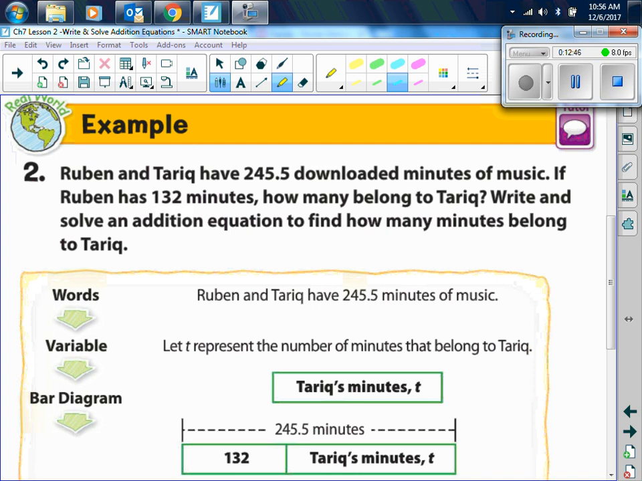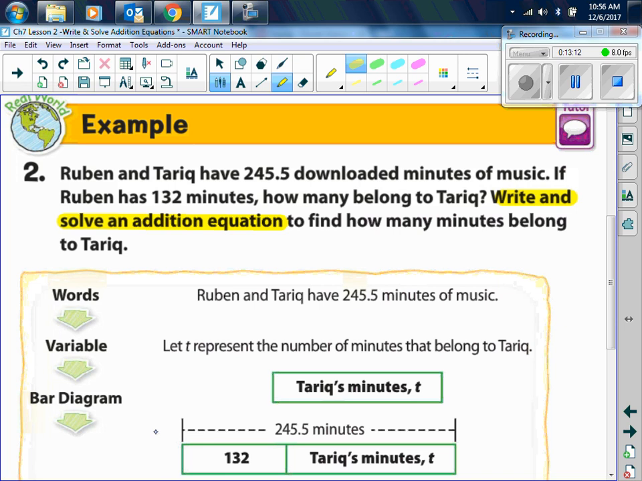Now, the key here, in the direction, it says write and solve an addition equation. So, the first thing you have to do is write the equation, and then you have to solve it. So, we're not going straight to solving. You must write the equation first.